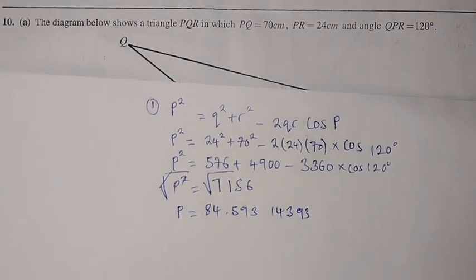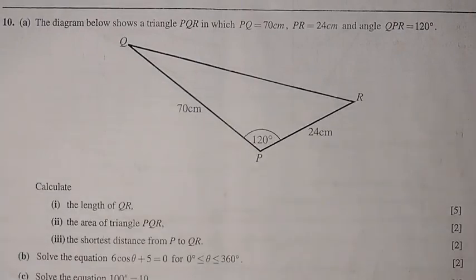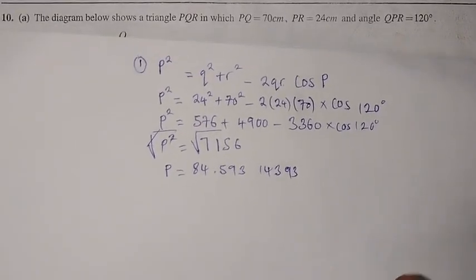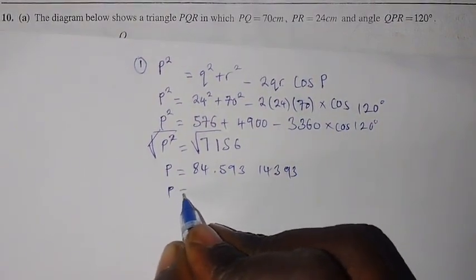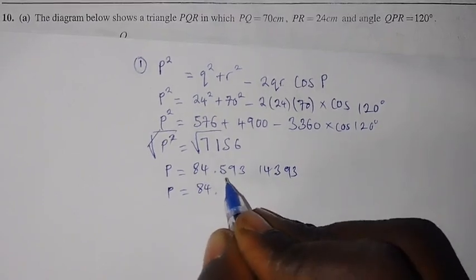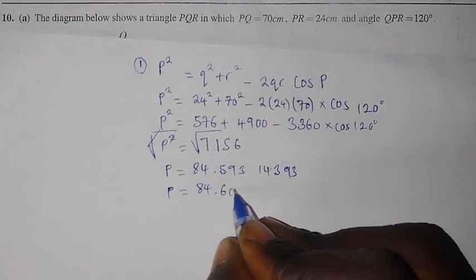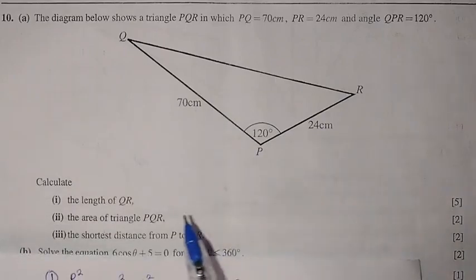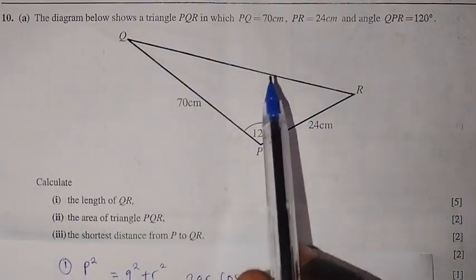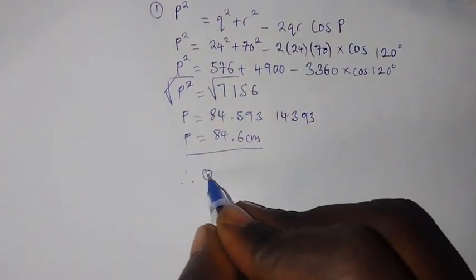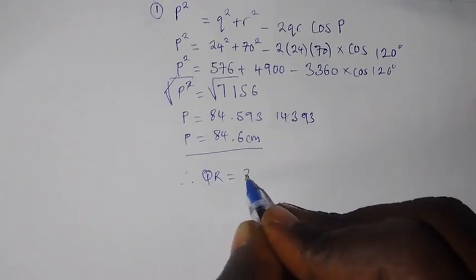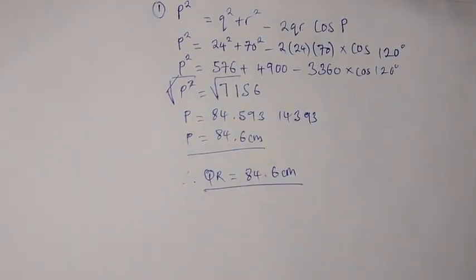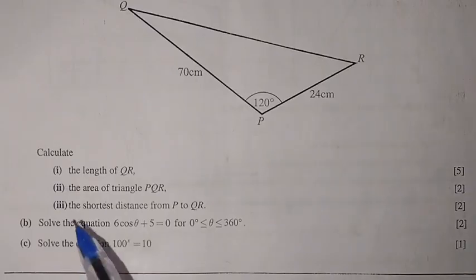Okay, so if the degree of accuracy is not specified on this question, you can see the degree is not specified, so we can leave our answer correct to 3 significant figures. So I'm going to write P equal to 84 point, this 5 will become a 6, centimeters. So this is the value. Now, therefore, they said the QR, which is this one, is represented by a small letter p for the same side. So I can just say, therefore, QR is equal to 84.6 centimeters. So this is our first answer. Alright, so we have answered our question 1 here.